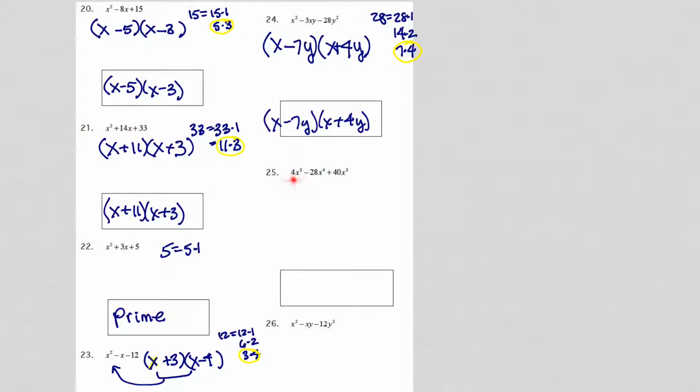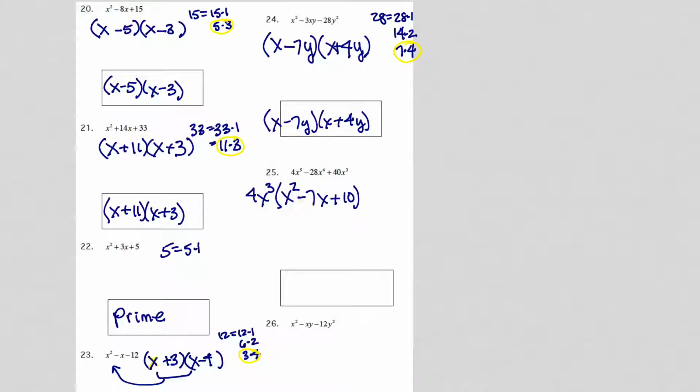In 25, notice that 4, 28, and 40, they all have a 4 in common. There's 5 x's here, 4 here, and 3 here. So what we have in common is a 4 and an x cubed. So we're going to take that out. We're going to take out the 4x cubed, and if we do that, we're going to be left with x squared minus 7x plus 10, right? There was a 4x to the 5th. We're taking out the 4. There were 5 x's. We removed 3, so there's 2 left.